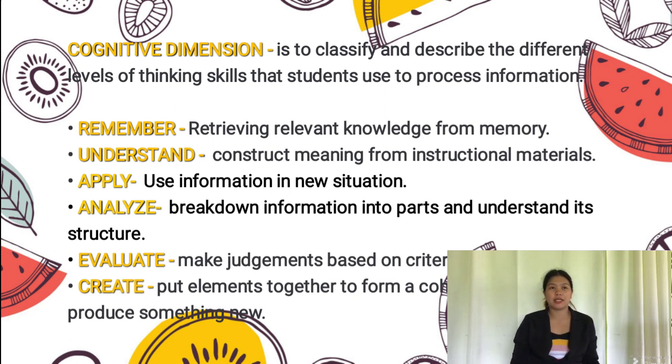The most complex level is create. Now, after all the understanding, the applying, the analysis, and the evaluation, they will lastly create a new idea. It puts elements together to form a coherent whole or produce something new. So after those analyses, understanding, evaluation, and recalls, they will be able to put those ideas together to create something new. And those are the levels of the cognitive knowledge.